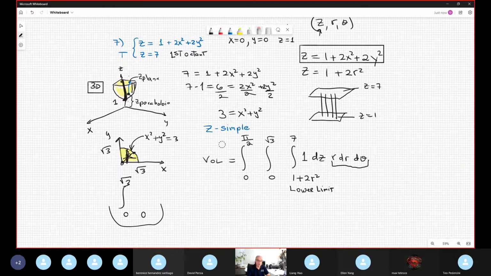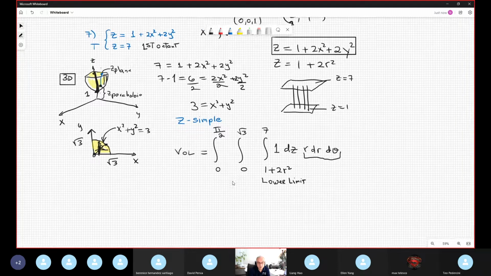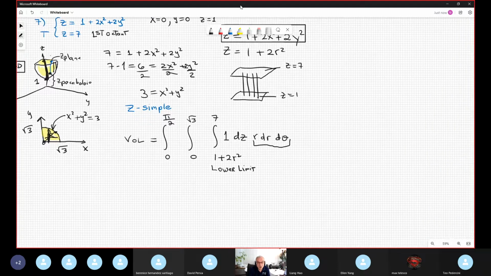Okay, so now, in that case, unfortunately, we cannot separate in three integrals. Remember, you can separate when the limit is constant. So you are doing an iterated integral, step by step. Let's do the first one. What is this?